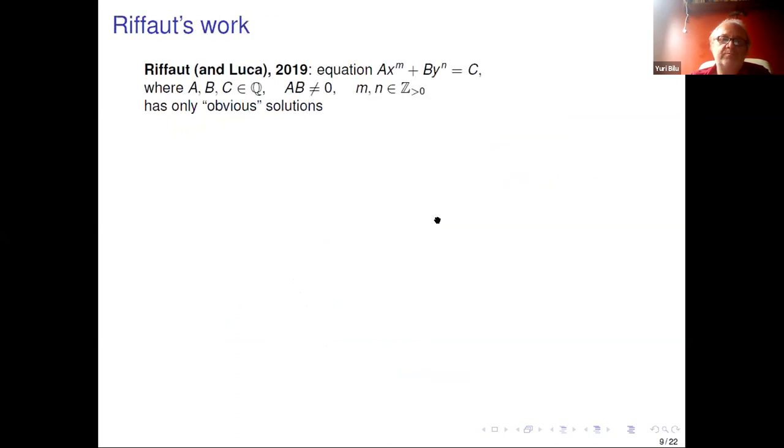Riffaut generalized our work. He allowed two more variables, m and n. So he considered this kind of equation. And again, m and n are integers, and again, they are unknown. So we have an equation in many, many unknown variables. And he proved some cases; to treat some cases he needed help from Florian Luca, but the main body of his work was done just on his own.